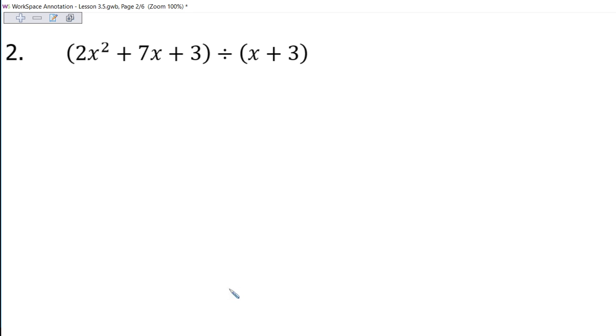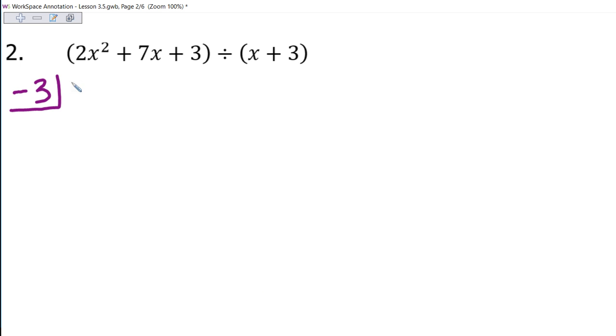Problem 2, go ahead and copy it down. We have 2x squared plus 7x plus 3, and that trinomial needs to be divided by x plus 3. You could do long division, but we will be using synthetic division. So for synthetic division, take the constant in the binomial and change the sign. Notice this is a positive 3. I need to change it to a negative 3 and put half of a box around it.